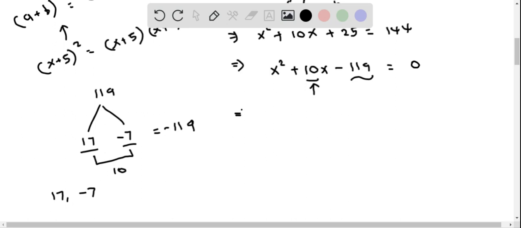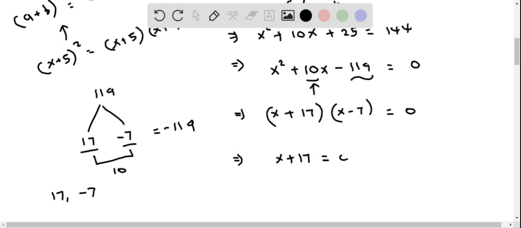And this means in the next step, we can write it in factor form by writing this as x plus 17 times x minus 7, and this equals 0. Now using the zero product property, we set up two equations. That is, either x plus 17 equals 0 or x minus 7 equals 0. Solving this, we get x equals negative 17. Solving this, we get x equals positive 7.